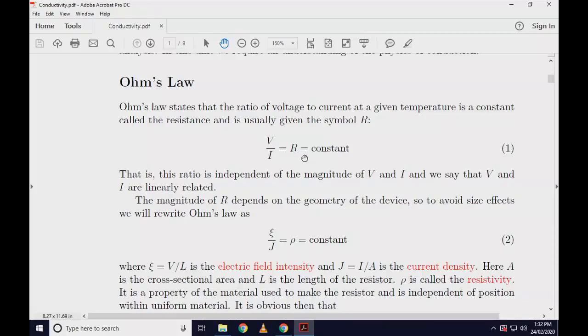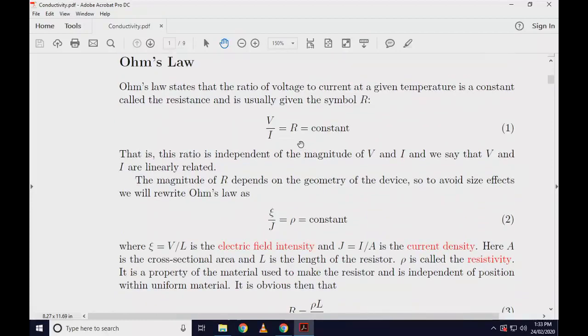So Ohm's law is this. It basically says that the ratio of voltage to current is a constant and does not depend on the magnitude of the voltage or the magnitude of the current, but the ratio of these two. Right? So the current and voltage are linearly related, and we use Ohm's law.